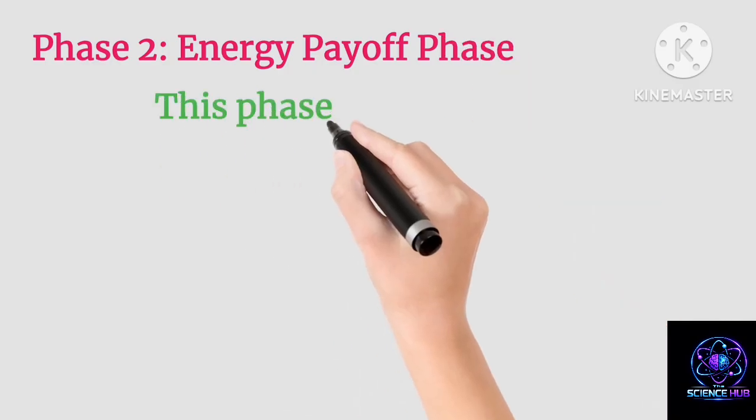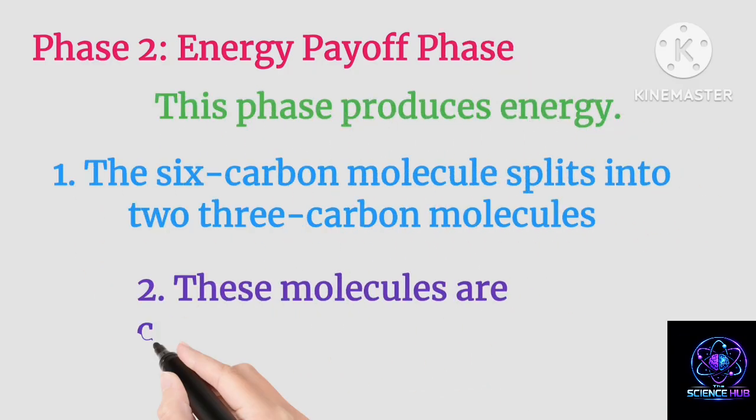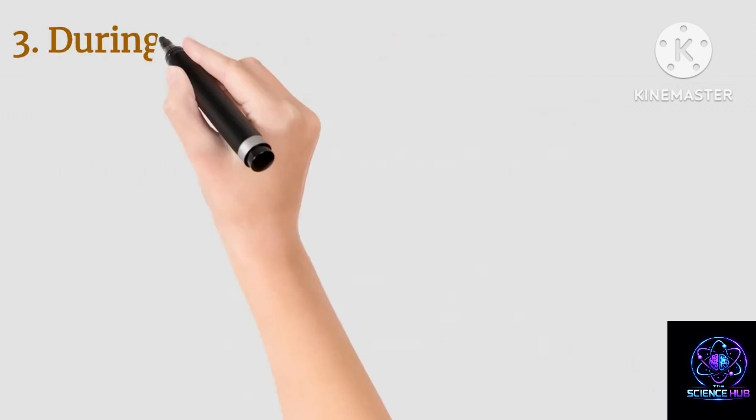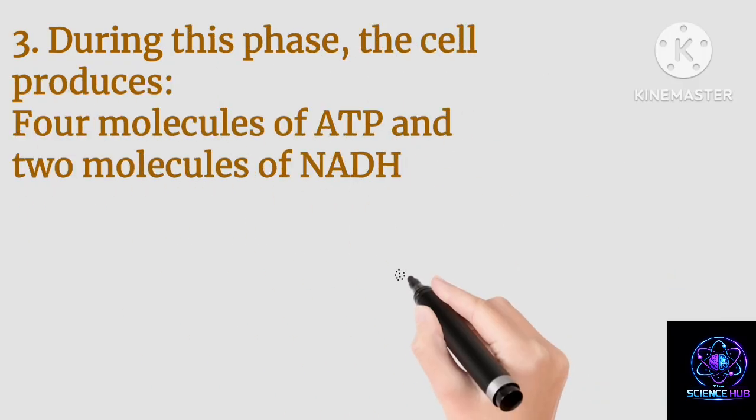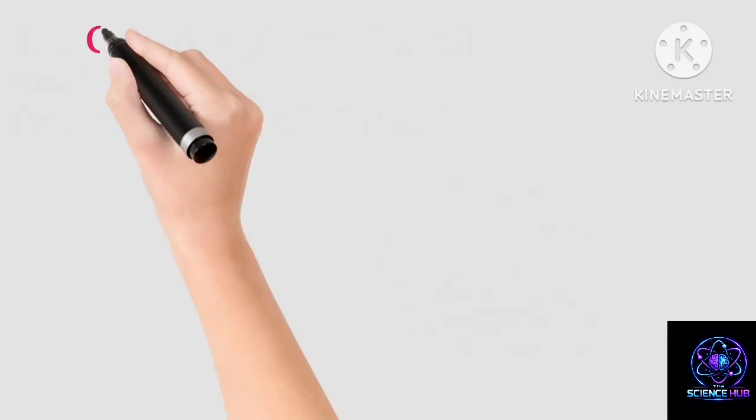Phase 2, energy payoff phase. This phase produces energy. 1. The 6-carbon molecule splits into 2 3-carbon molecules. 2. These molecules are converted into pyruvate. During this phase, the cell produces 4 molecules of ATP and 2 molecules of NADH.